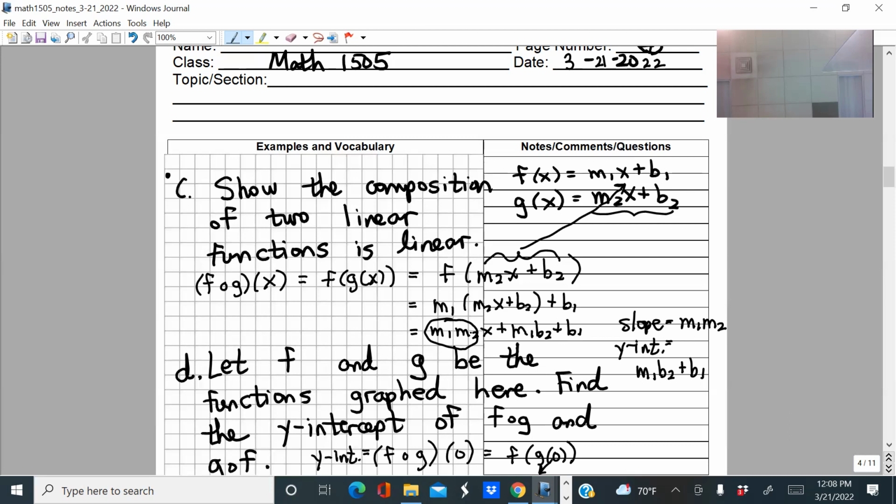Maybe that's a big number for the slope. And then this quantity is where it's going to cross the y-axis. So that's kind of nice, at least. When you compose two linear functions, you don't get something really super complicated. You just get another linear function.